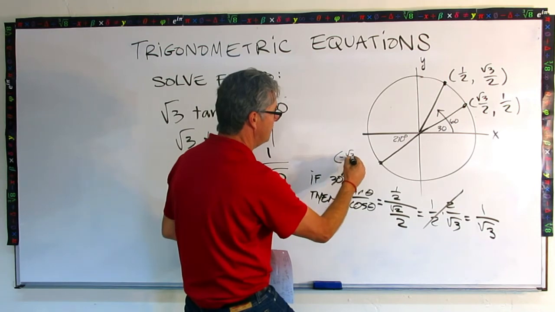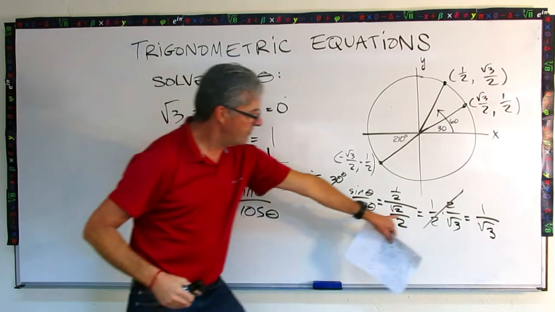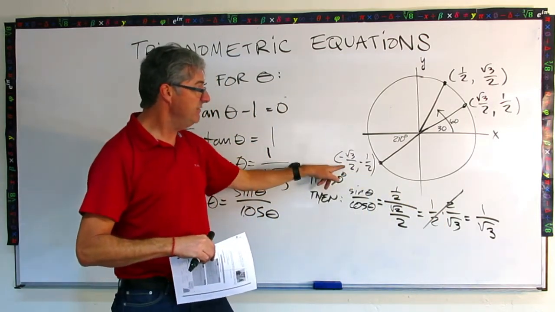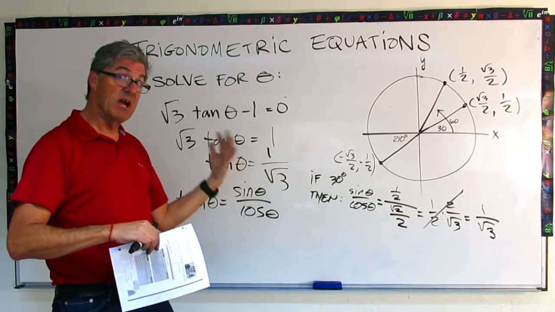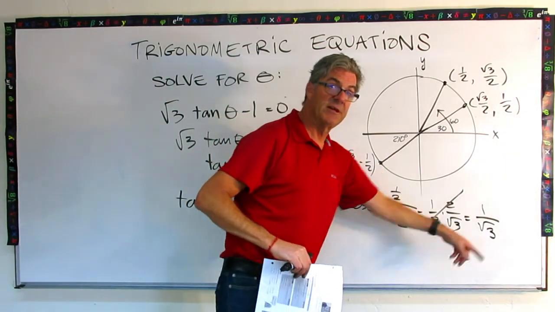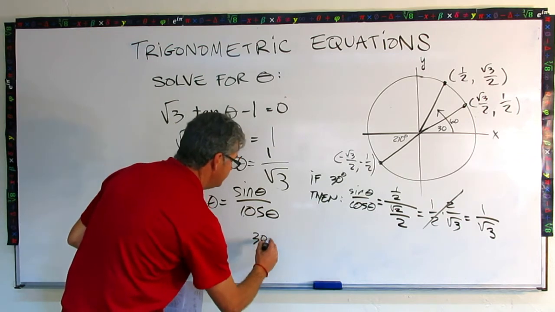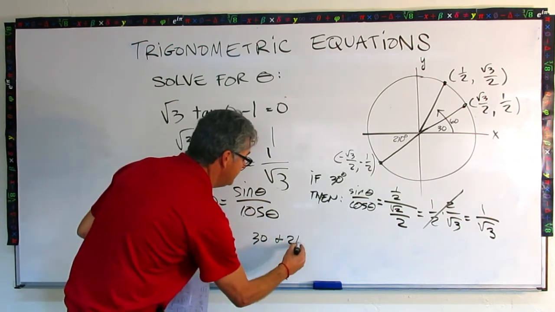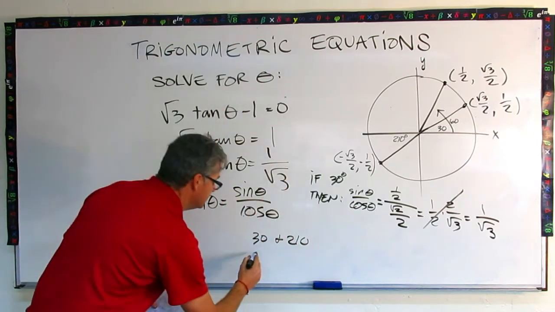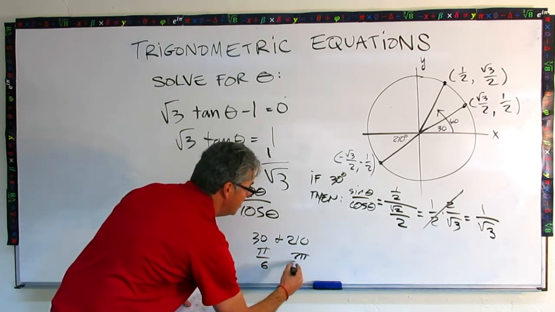So it's negative root 3 over 2, comma negative 1/2. I'm not going to do the fraction work that we did with the other one. Suffice it to know that both of these are negative, so the answer when you divide sine by cosine is going to be positive. It's going to give us the same result as 1 over root 3. So our two angles are 30 degrees and 210 degrees. And if you look at your unit circle, 30 degrees is pi over 6, and 210 is 7 pi over 6.